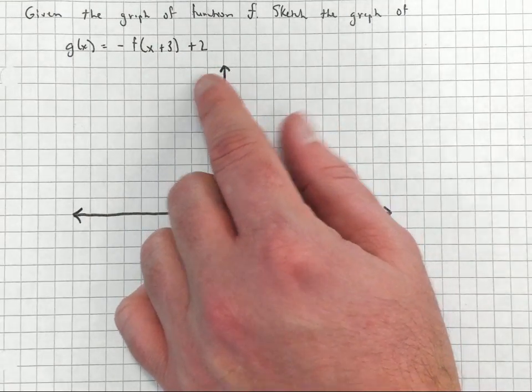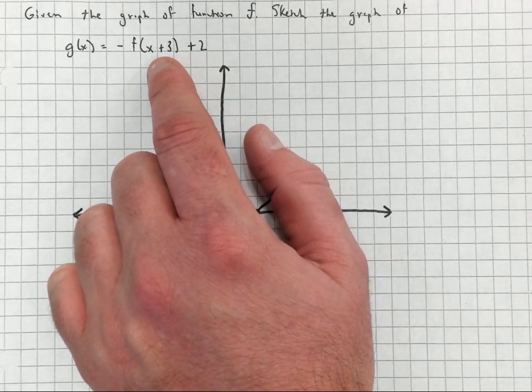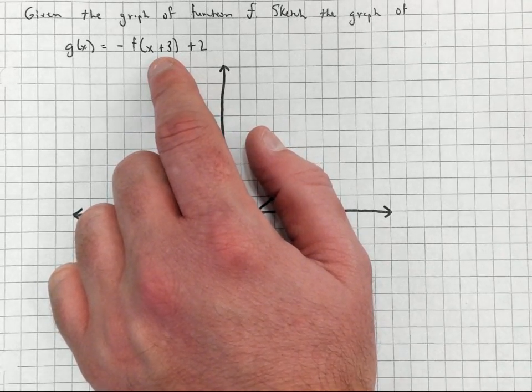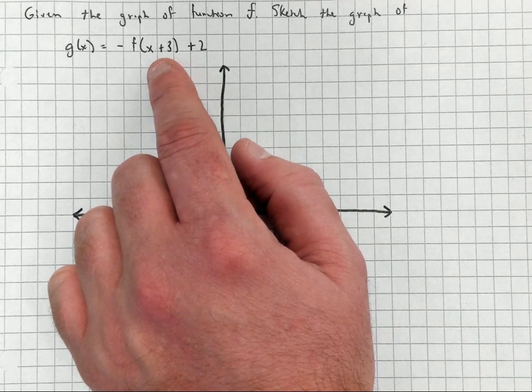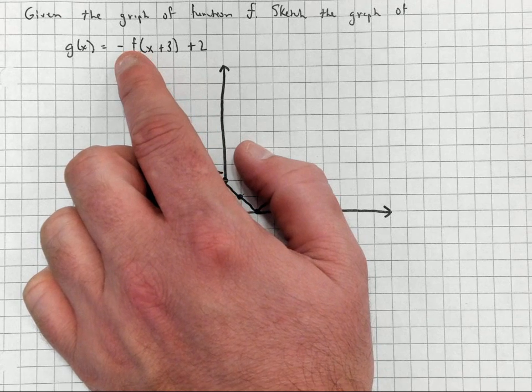So let's review this. If a number's on the inside, it affects your what? X or Y coordinates? X. It's inside with the X. It's going to affect the X. Are you going to move right 3 or left 3? Left 3. This negative deals with what?